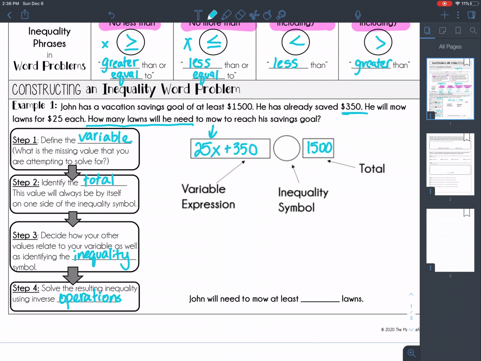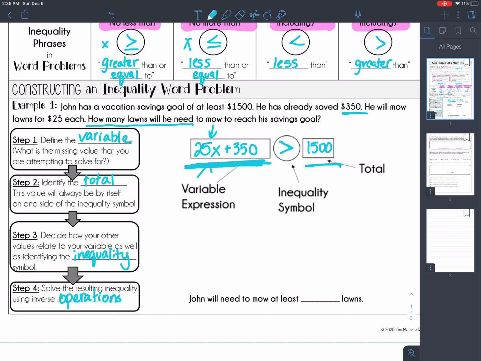So what do we need from this? This is the money he's earning. Do we need this number to be smaller or bigger than $1,500? Do we need this area over here to be more money or less money than $1,500? We need it to be more money. So we're going to have the greater than symbol facing the bigger side, facing this way, because we need this to be bigger than this.